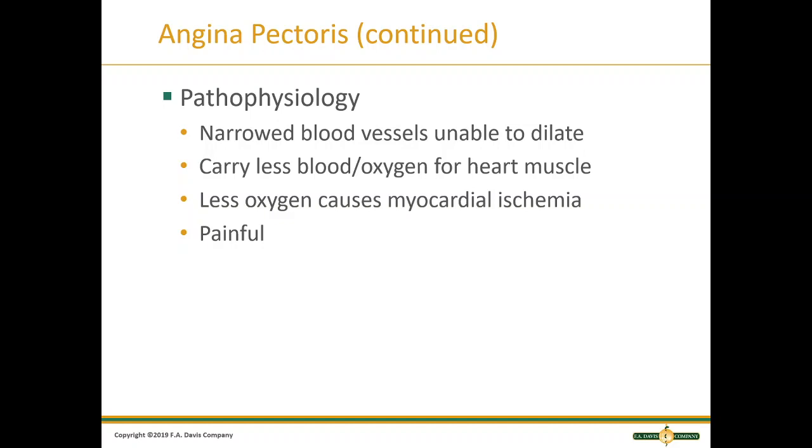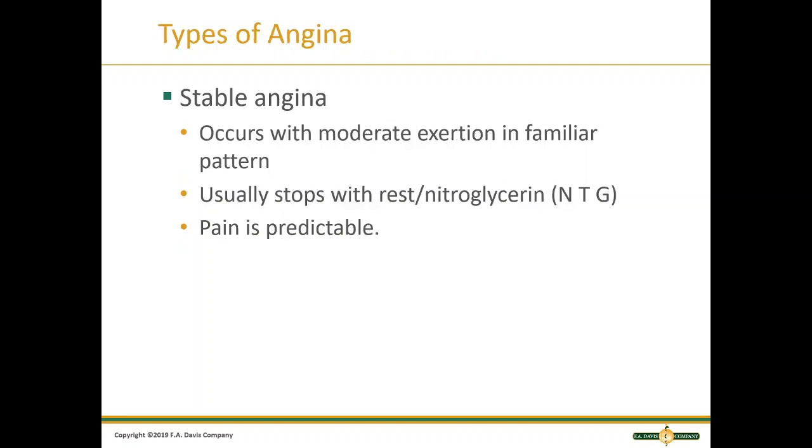It can be from coronary artery disease, vasospasm, valvular heart disease, hypertension, or heart failure. Angina is narrowing of the blood vessels so they're unable to dilate, so it causes that pressure and pain in the chest. Carrying less blood flow for the heart muscle, less oxygen causes MI, myocardial ischemia, and it is painful, so it can radiate into the arm, extremity, and generally people will say they feel very tired, they don't feel right.